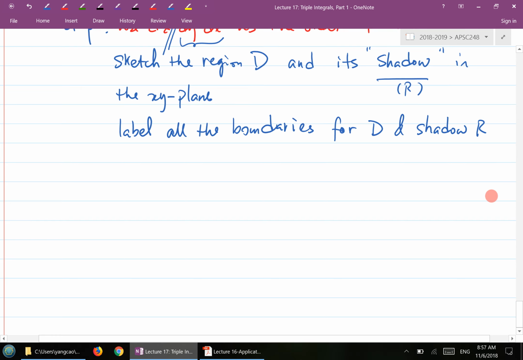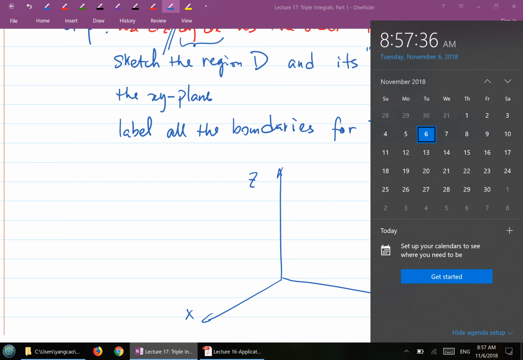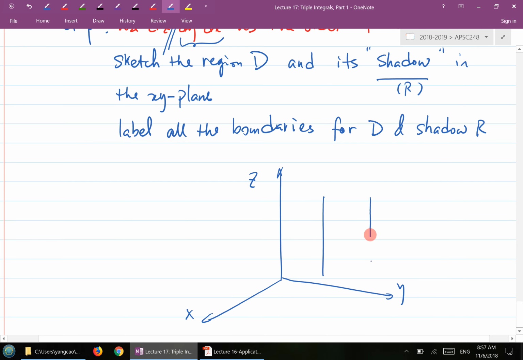For example, I'll give you an example here. This is just a generic example. So let's say I have a solid region D, which let's look like this, for example. So that's your region D.